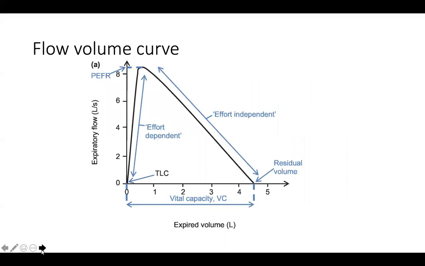Coming to the flow volume curve. Flow volume curve is where the expiratory flow is plotted against the expiratory volume. This is the initial part wherein the expiratory flow increases. That is the initial part where we get the peak expiratory flow rate, which is effort dependent, while after the first part of the air is expired, the remaining part is usually effort independent.